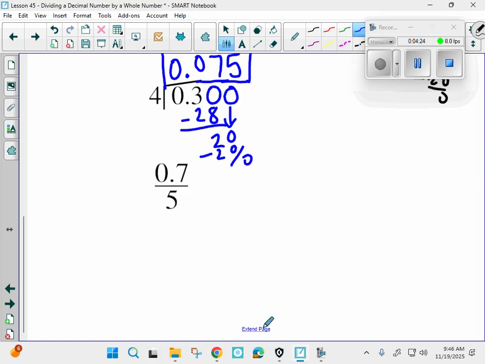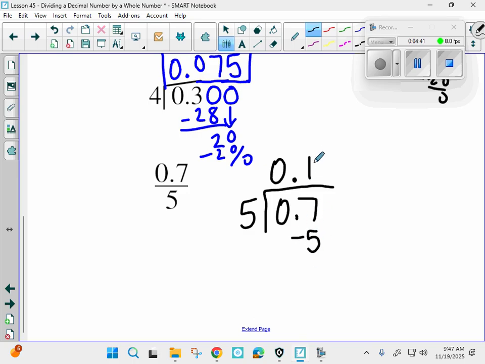Last one, I've got 0.7 divided by 5. So again, 5 doesn't go into 0. We put a 0. Move the decimal straight up. I want to know how many times 5 goes into 7, and it goes in once. So I go right above the 7. And 1 times 5 is 5. Subtract here, I have a 2. That means I need to add a 0 on, bring it down, and 5 goes into 20 4 times. 4 times 5 is 20. Subtract that to get a 0. And I am all done.